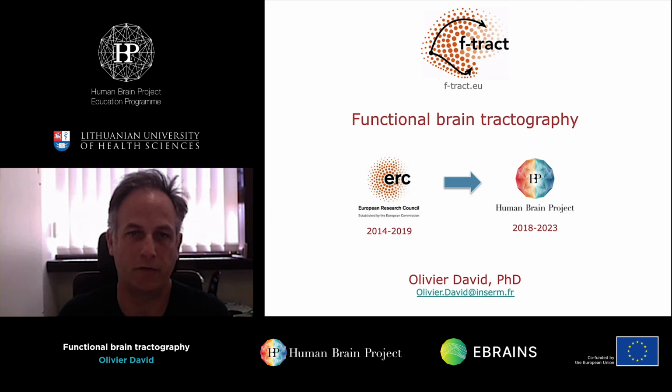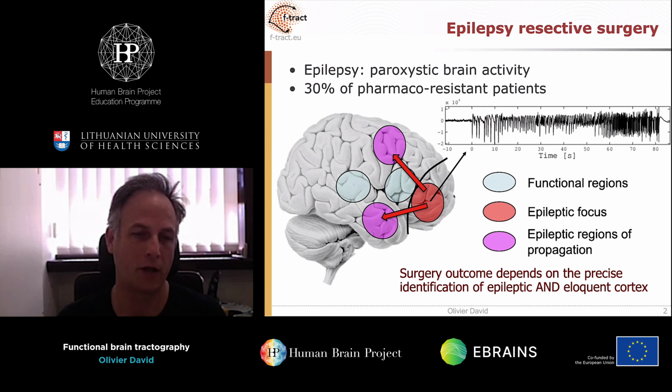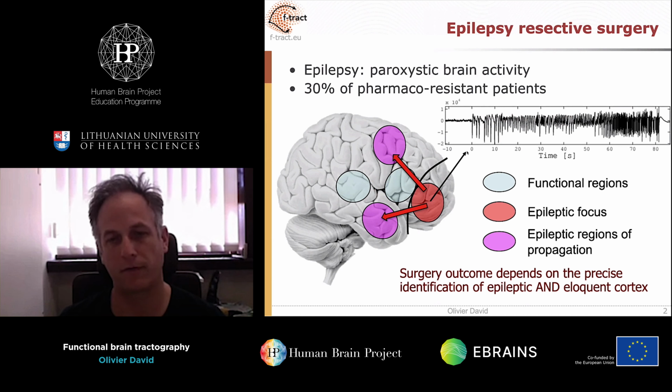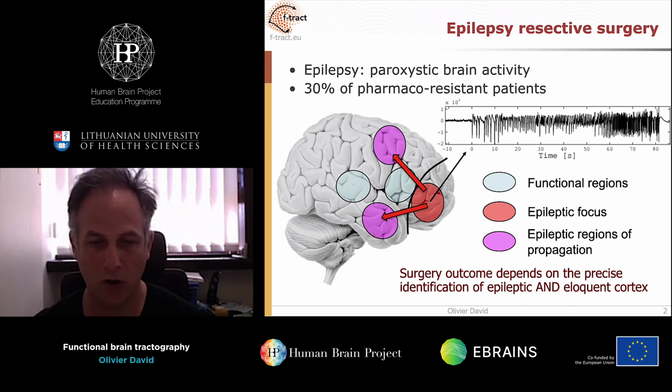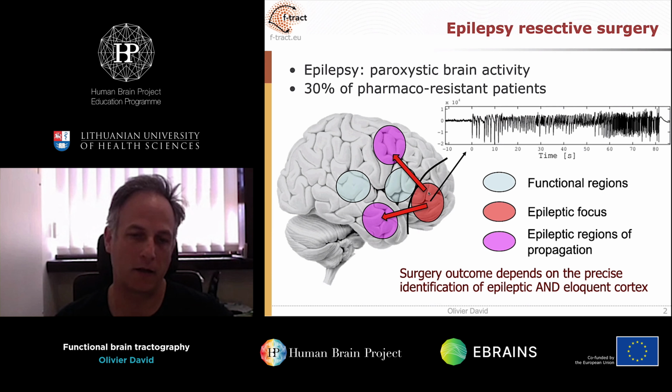We work in the field of epilepsy resective surgery, in which patients have pharmacoresistant seizures, which originate from a single area. It can be the frontal lobe, and it will propagate to other areas. The idea of resective surgery is to remove the part of the brain that initiates seizures, the epileptic focus. To do so, in some cases, we need electrodes inside the brain to record activity.